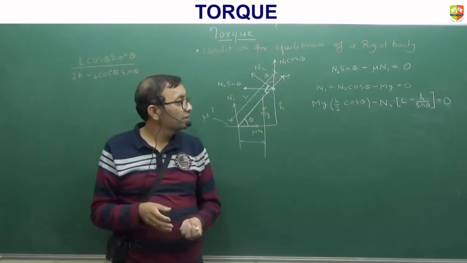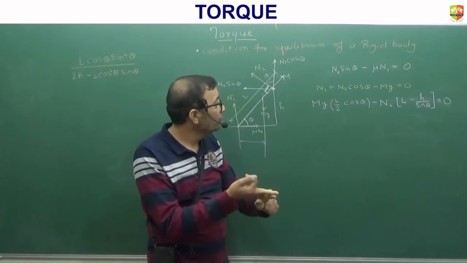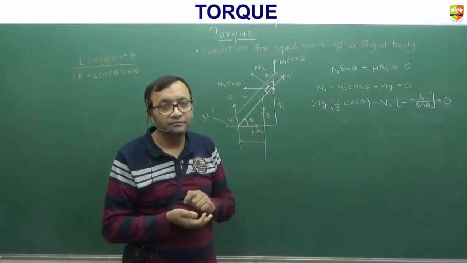These are the equations. How many variables? N1, N2, mu. Three variables, three equations.